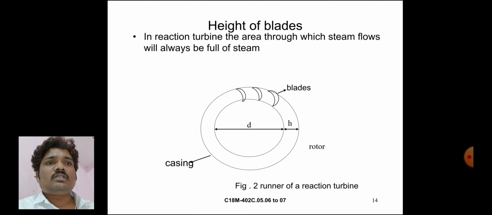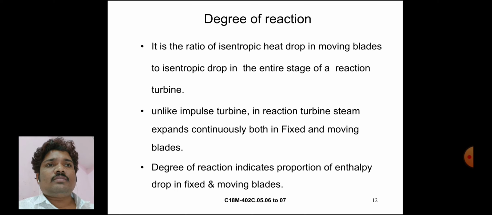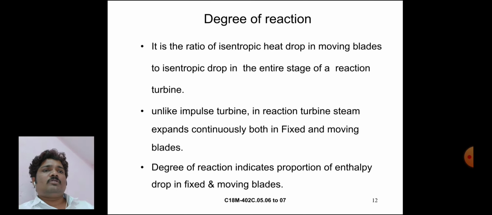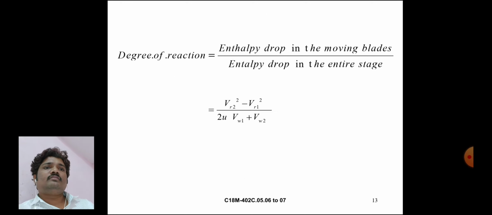This degree of reaction is the ratio of isentropic drop in moving blades to isentropic drop in the entire stage of a reaction turbine. Unlike an impulse turbine, steam expands continuously both in fixed and moving blades. Degree of reaction indicates proportions of enthalpy drop in fixed and moving blades. From this equation, degree of reaction is enthalpy drop in the moving blades over enthalpy drop in the entire stage.